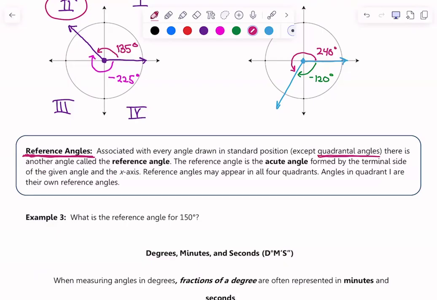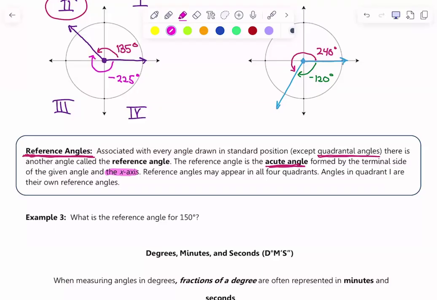There's another angle called the reference angle. The reference angle is an acute angle, so refresh your memory. That means it has to be less than 90 degrees. And it's formed by the terminal side of the given angle and the x-axis. Okay, can't stress that enough. It has to be with the x-axis. Reference angles may appear in all 4 quadrants. Angles in quadrant 1 are their own reference angle.